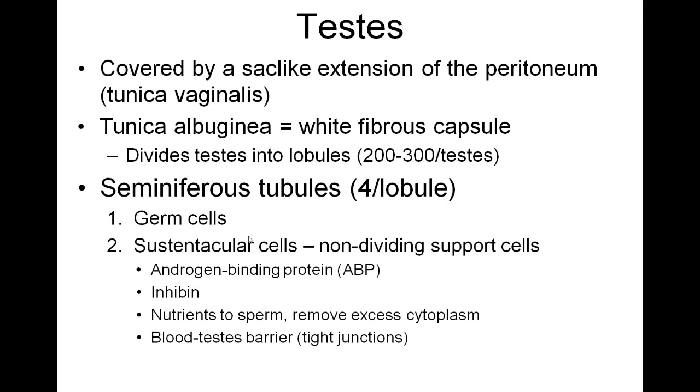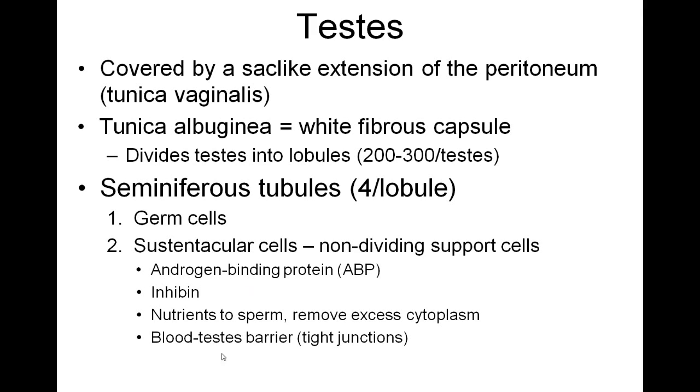The sustentacular cells, what they do is they produce androgen binding protein. Okay, so androgen binding protein is essential for testosterone to work. If you have testosterone but no ABP, the testosterone is going to be ineffective. Okay, the sustentacular cells also produce inhibin, and we're going to talk about inhibin. They provide nutrients to the sperm so that the sperm have what they need to develop, and they also remove extra cytoplasm so that the sperm become these little tiny cells that we're used to seeing.